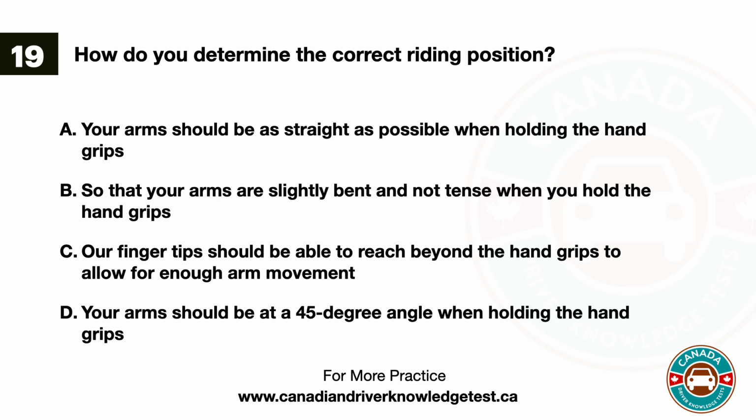Question 19. How do you determine the correct riding position? A. Your arms should be as straight as possible when holding the hand grips. B. So that your arms are slightly bent and not tense when you hold the hand grips. C. Your fingertips should be able to reach beyond the hand grips to allow for enough arm movement. D. Your arms should be at a 45-degree angle when holding the hand grips. The answer is B. So that your arms are slightly bent and not tense when you hold the hand grips.